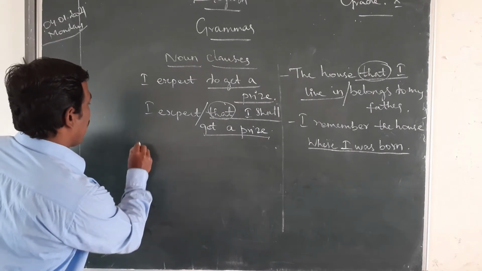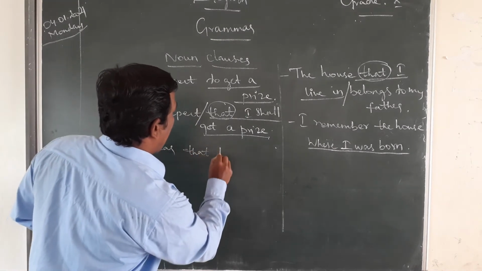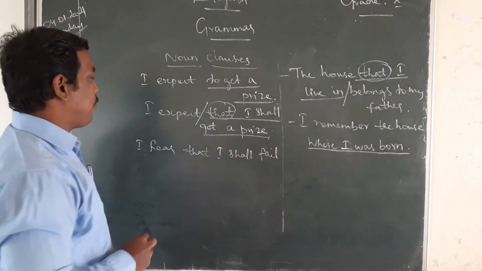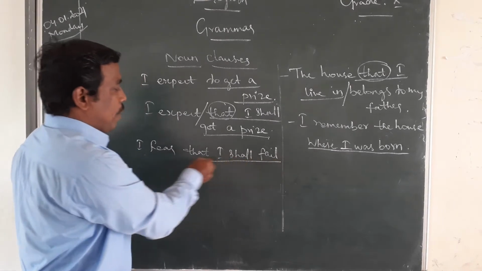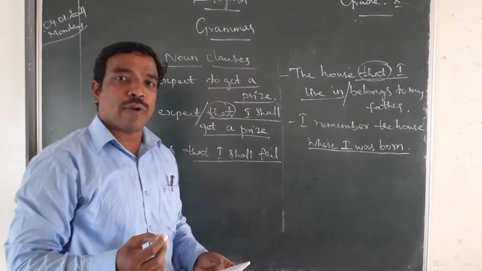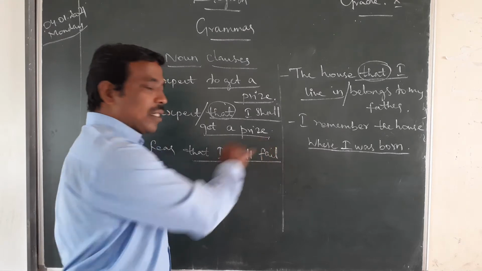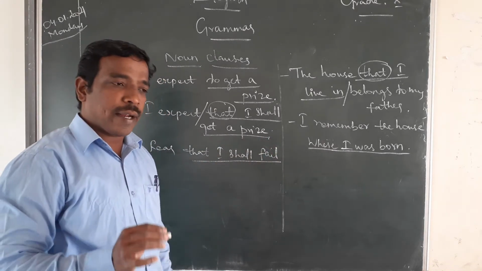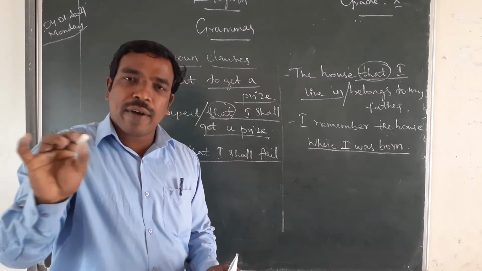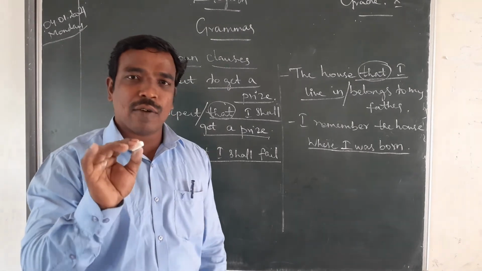Second example. I fear that I shall fail. I fear about what? I fear that I shall fail. So this group of words is a noun clause. Keep it in your mind. First, identify how to identify the clause.